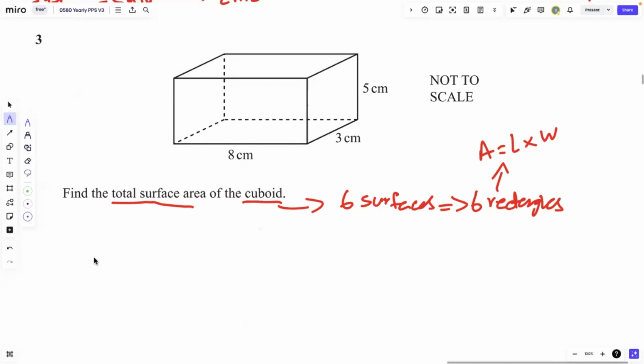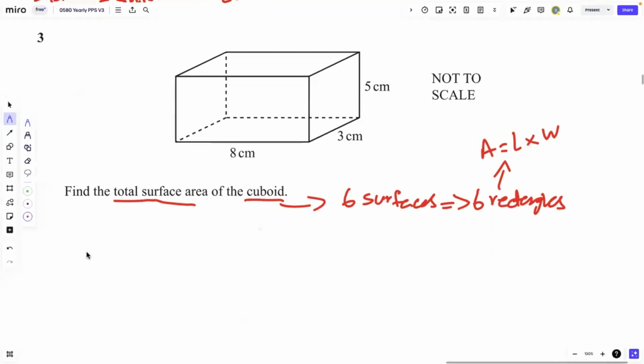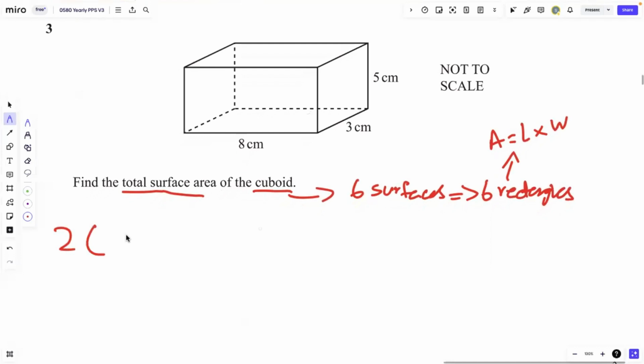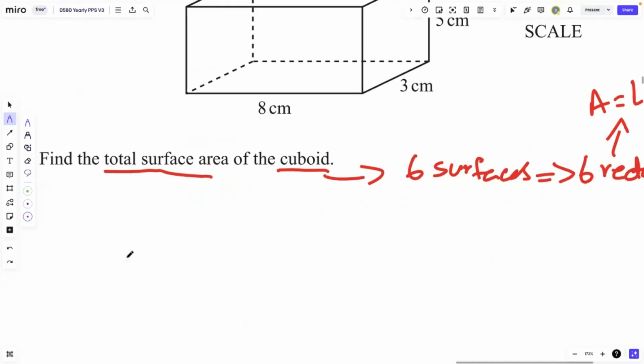So it's going to be 2 times of length into width plus length into width or height. Like there are just 3 lengths you can work around with. We can just do it without the formula as well, with manually taking all this.